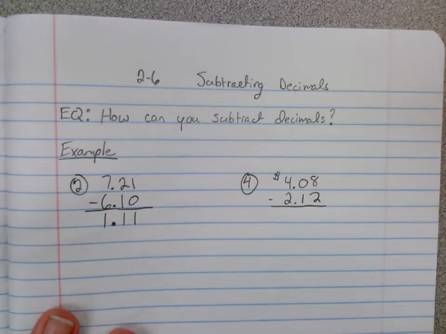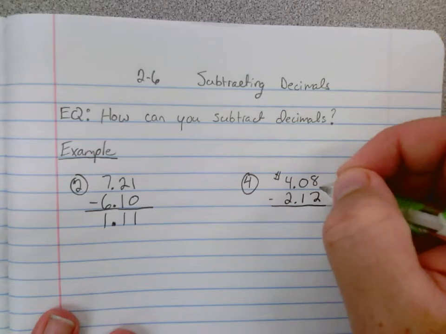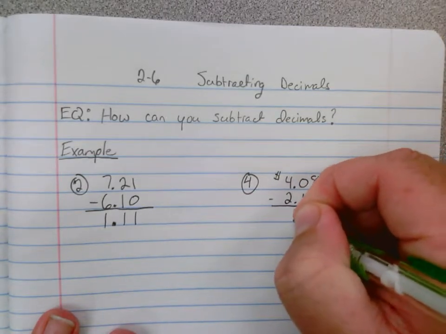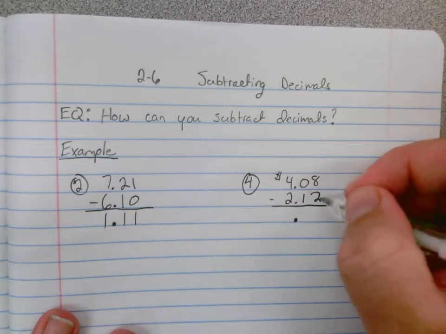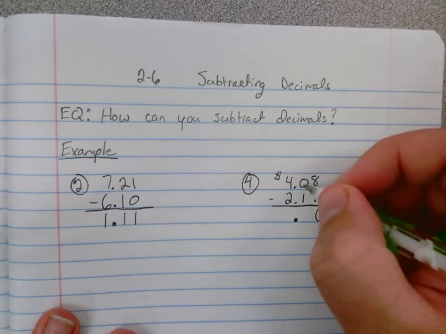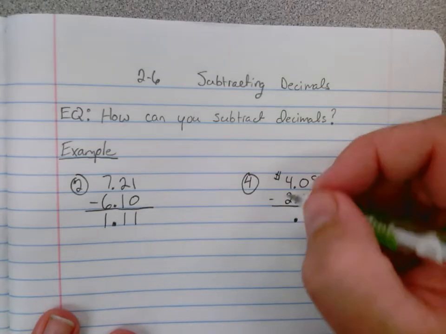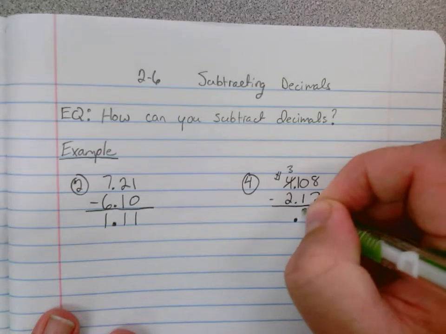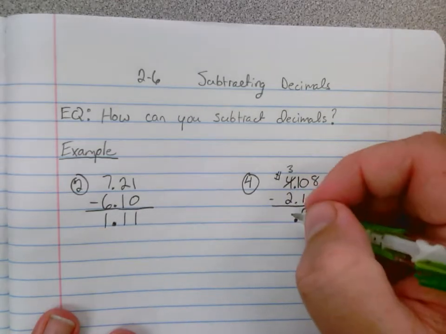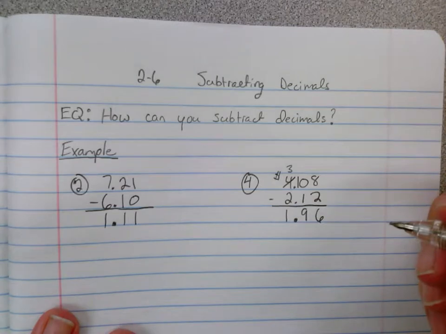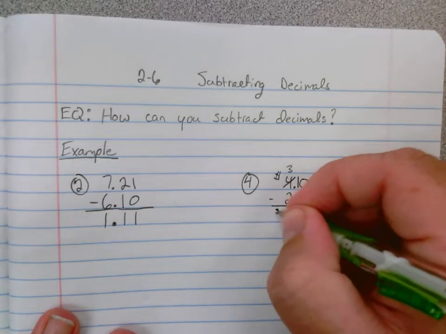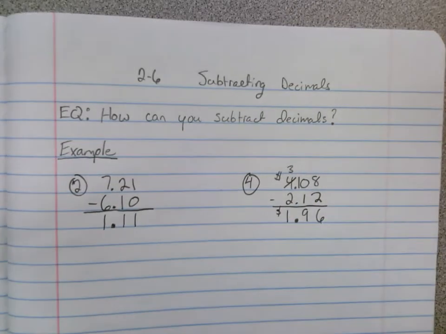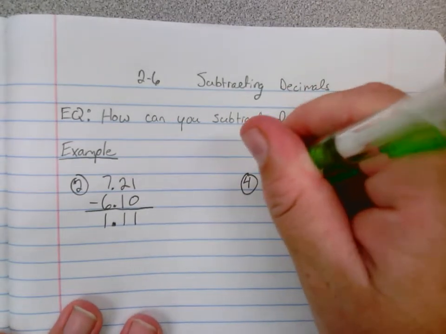So the first thing I need to do is make sure I bring down my decimal point. Then I will do 8 minus 2 is 6. Well, 0 minus 1, we can't do that, so I have to borrow from the 4, so 10 minus 1 is 9, and then 3 minus 2 is 1. So my final answer would be $1.96. We need to make sure we bring down the dollar sign if we're using money to our final answer.